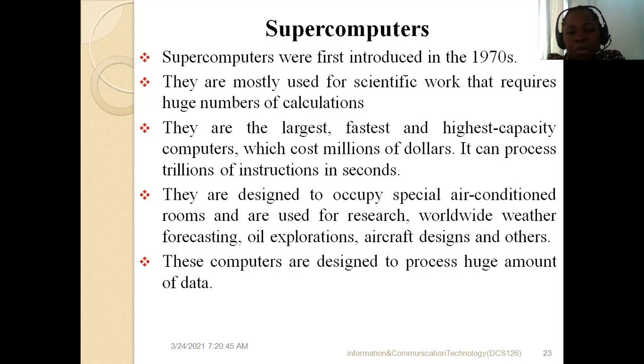Next, we have supercomputers. They were introduced in the 1970s. Supercomputers are mostly used for scientific work that requires huge numbers of calculations. So you see their limitation. You can't use supercomputers for just anything because they are called supercomputers, and they are really super computers. They are the largest, fastest, and highest capacity computers, which cost millions of dollars, very expensive. They can process trillions of instructions in seconds.